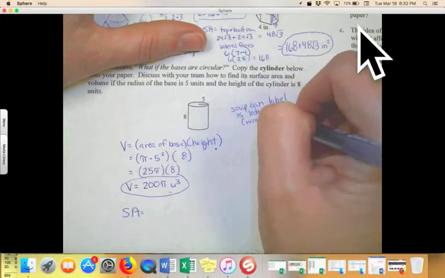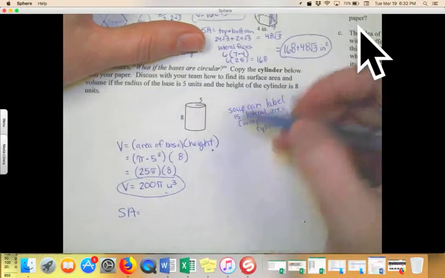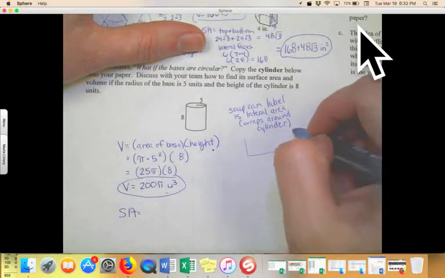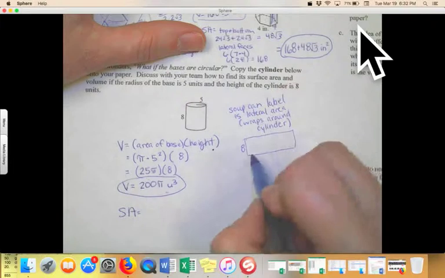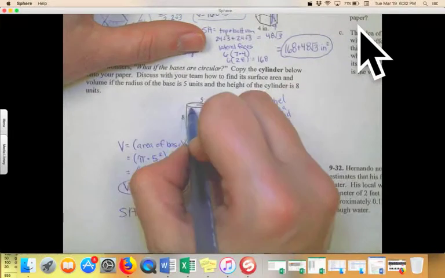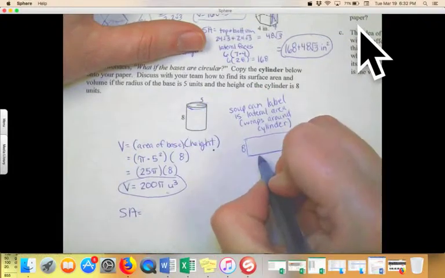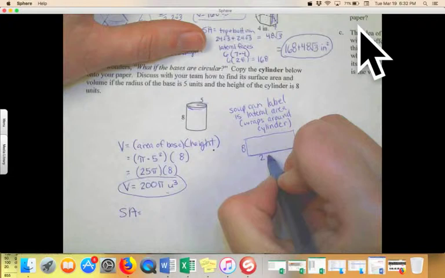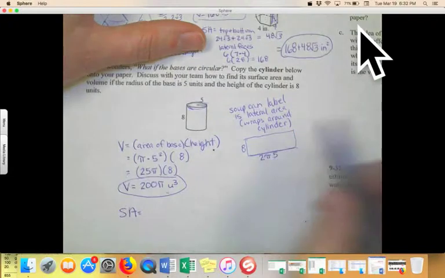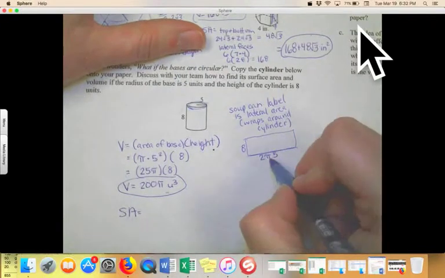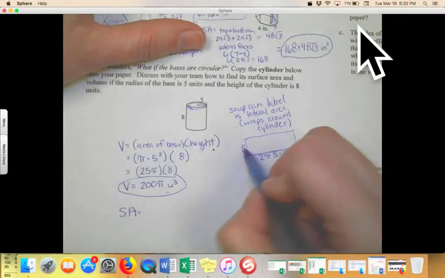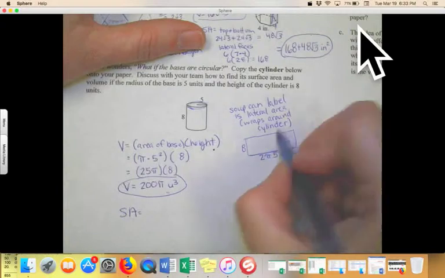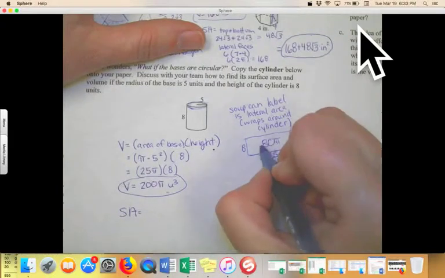So if you can envision peeling a label off of a soup can and laying it out flat, it's a rectangle. The height of it is the height of the can, and the base of it is, when you unwrap it, the circumference of this circle. So the circumference of the circle, 2 pi times your radius of 5, which is 10 pi. 10 pi times 8 gives you an area of your soup can label here of 80 pi.